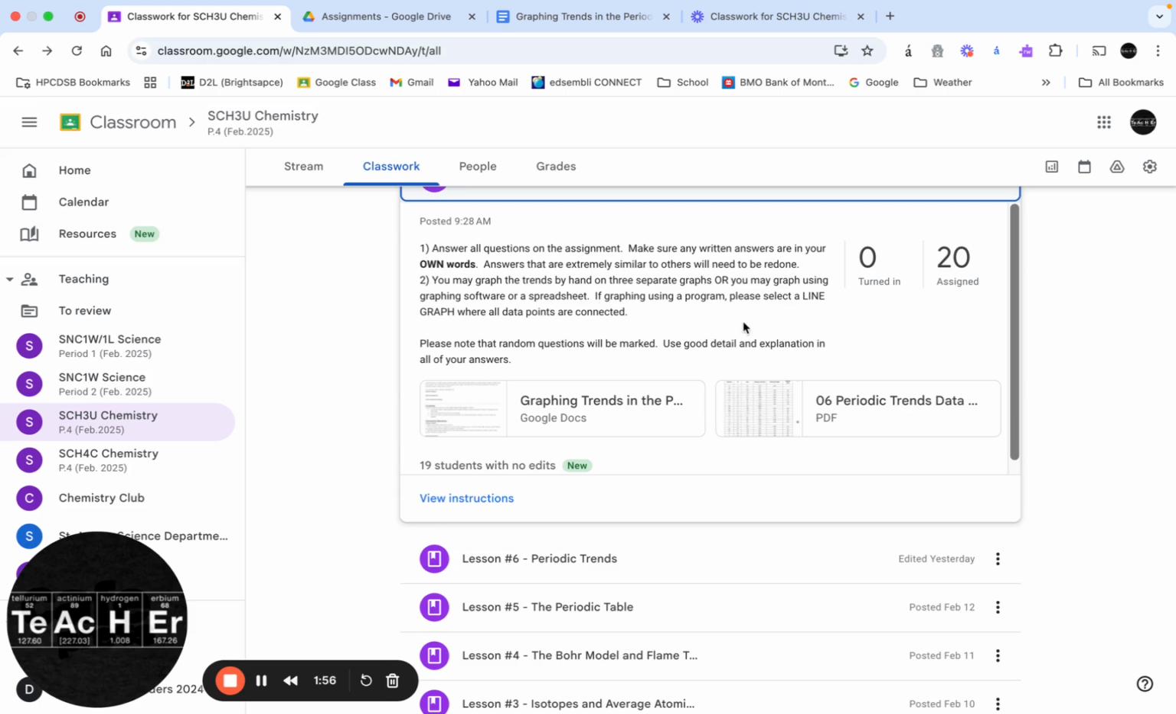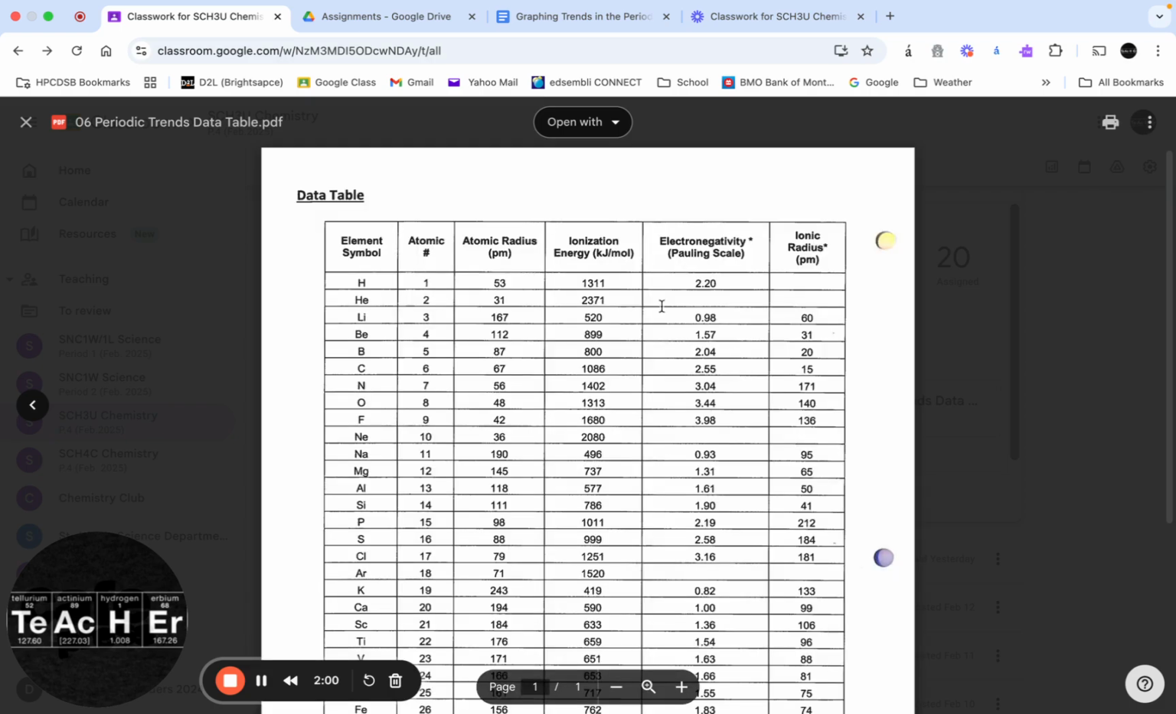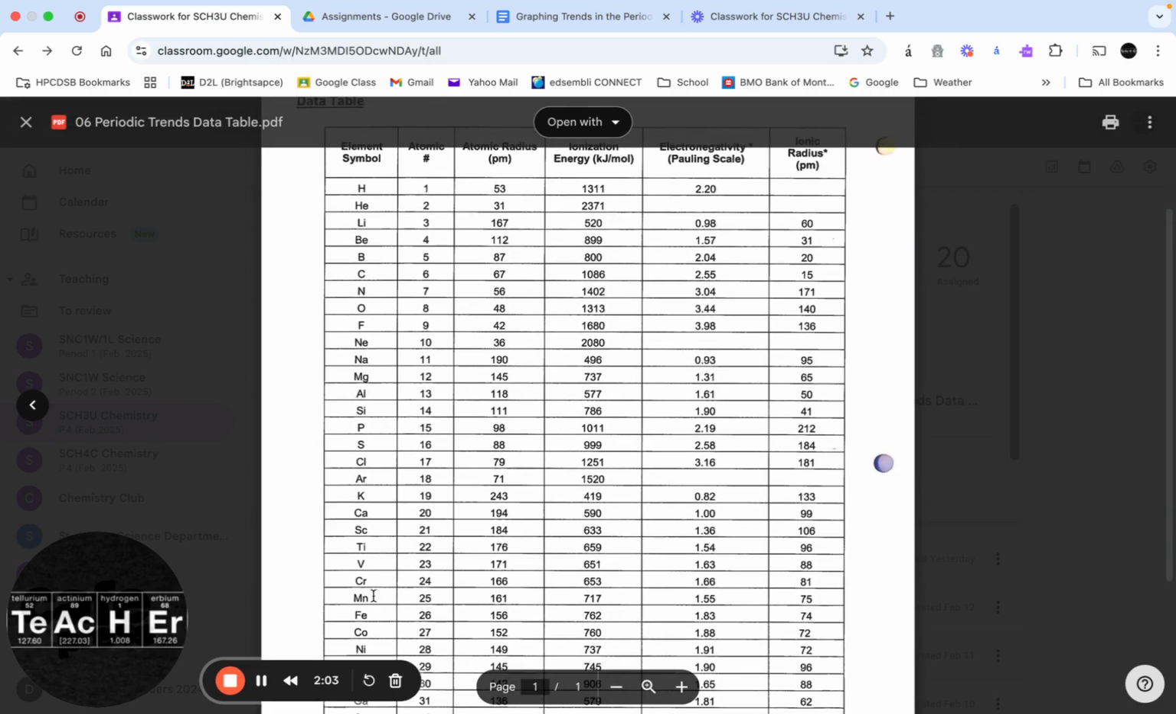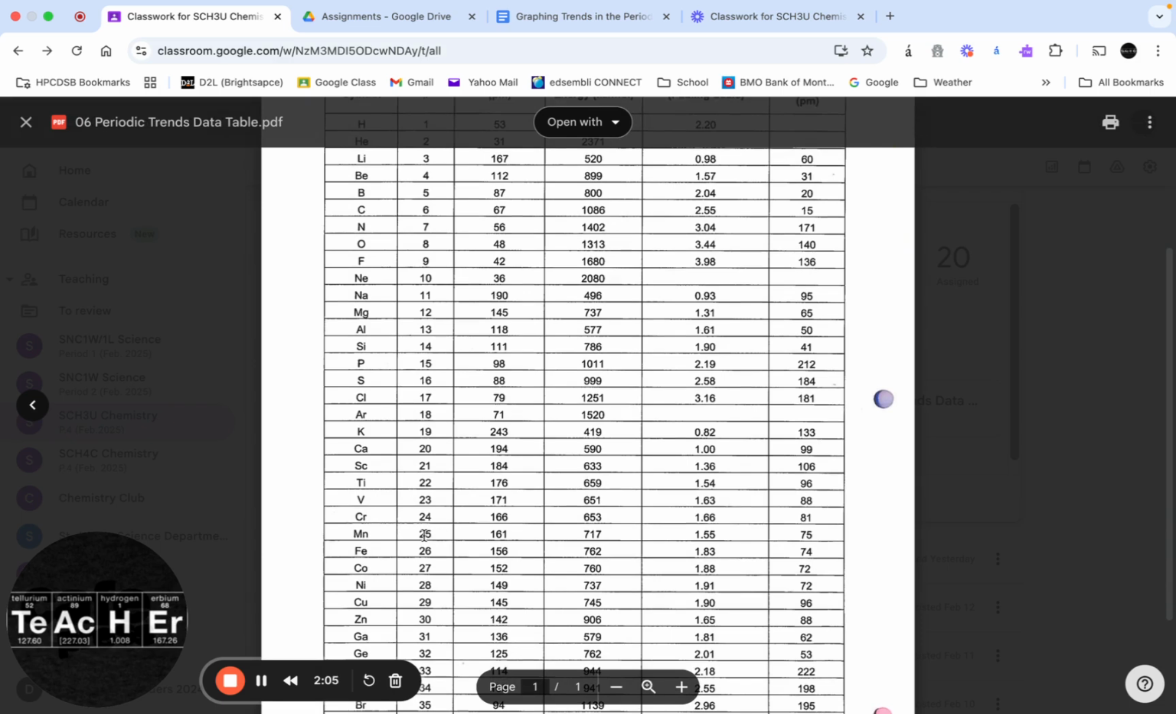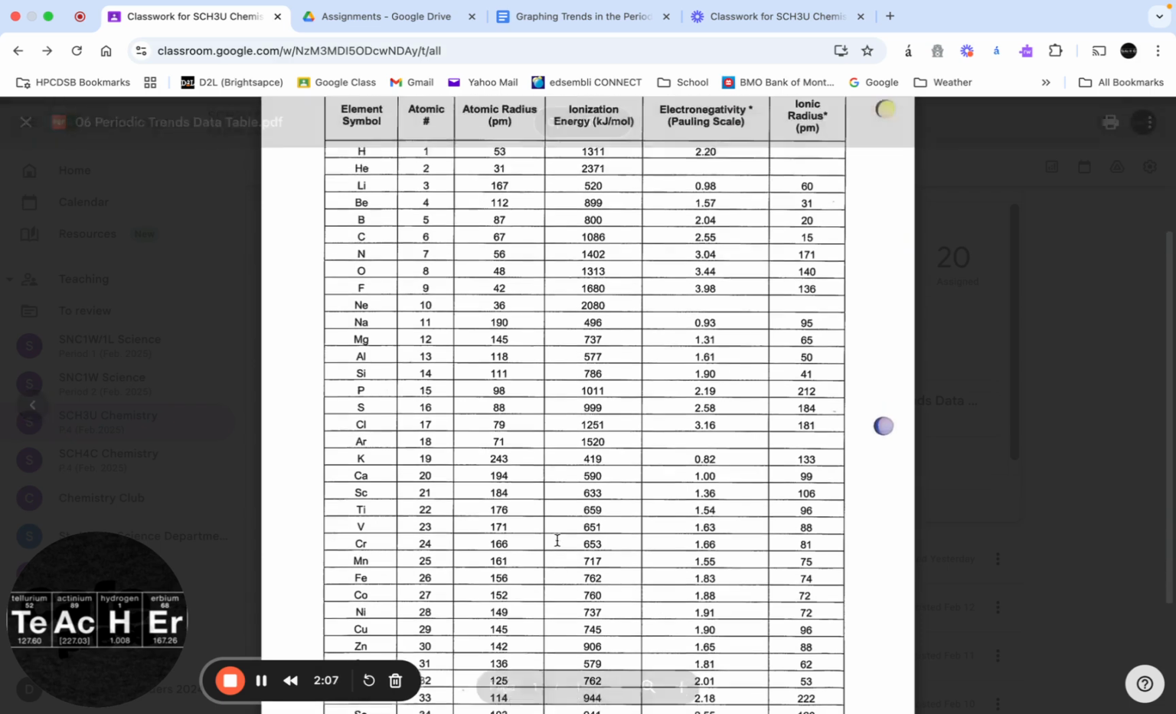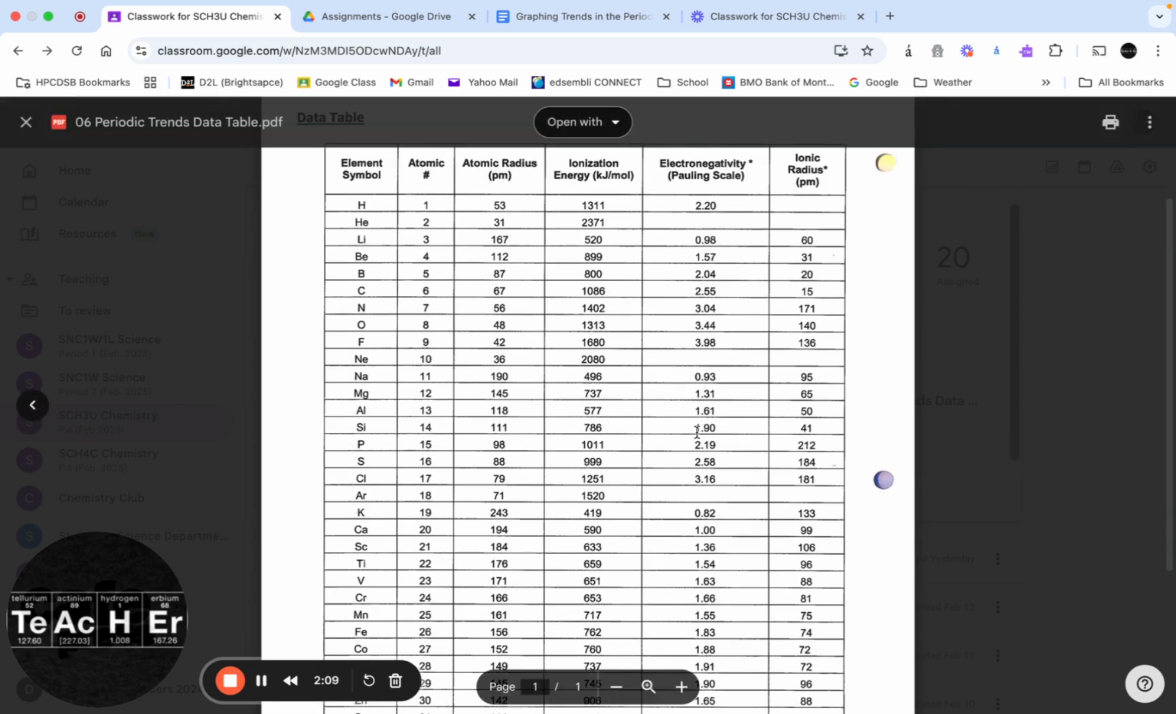You have to graph the trends. So here is the data that you need. I'm only asking you to graph the first 25 elements, so down here to manganese. And you have to graph these separately.